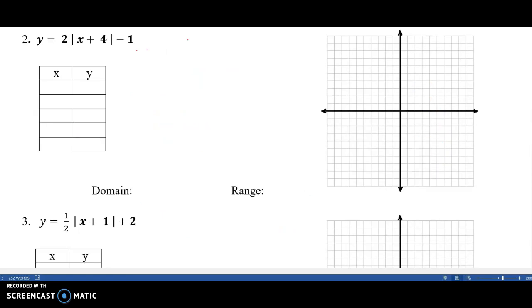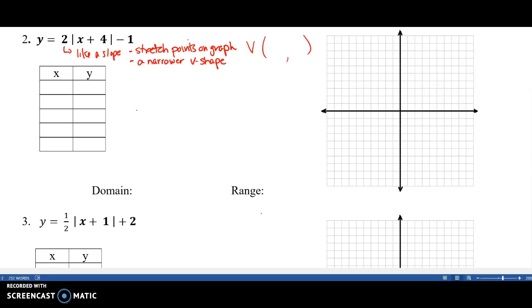Notice number 2 is a little different because of the 2 out here. And this we kind of look at it as if it was like a slope. Okay. And that's going to stretch the graph. And it's also going to give it a more narrow V shape.